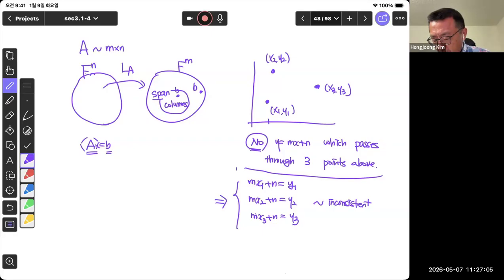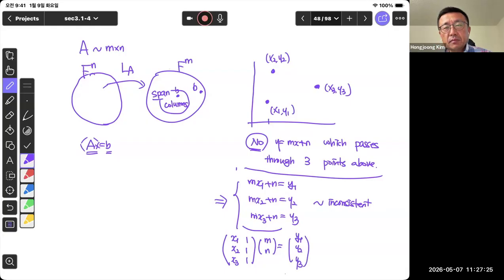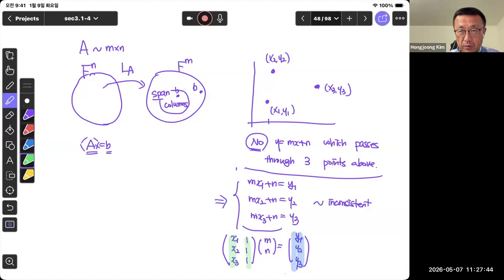And that means from this left-hand side, if I construct a coefficient matrix, and y1, y2, y3, this b vector cannot be generated as a linear combination of those two columns of the coefficient matrix.